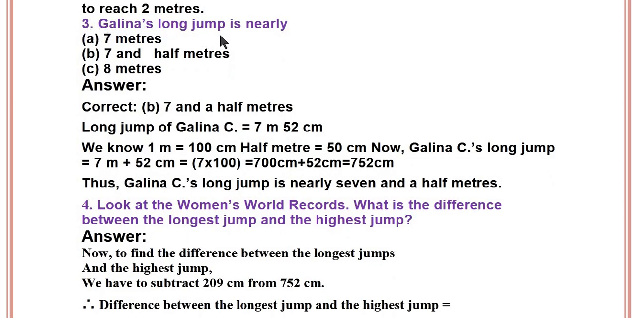Third question, Galina's long jump is nearly 7 meter, 7.5 meter or 8 meter. Correct answer is B, 7.5 meter. Long jump of Galina C is 7 meter and 52 centimeter, and 7.5 means 7 meter and 50 centimeter. We know 1 meter is equal to 100 centimeter, half meter is equal to 50 centimeter. Now Galina's long jump is 7 meter 52 centimeter, so 700 centimeter plus 52 centimeter, 752 centimeter. Thus Galina's long jump is nearly 7.5 meters.